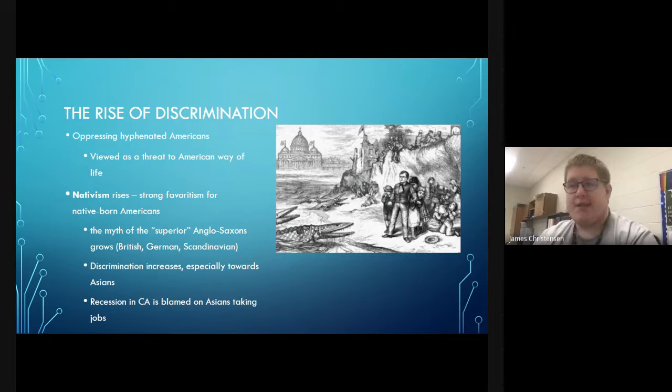In the United States, something known as nativism also began to arise. This was a strong favoritism for native-born Americans, meaning they were born here. And the myth of the superior Anglo-Saxons began to grow. Mainly, this is for people of British, German, or Scandinavian descent. Discrimination massively increased towards immigrants, especially towards Asians on the West Coast. There was a recession in the California economy that was blamed on Asians taking jobs, and they were persecuted for that.